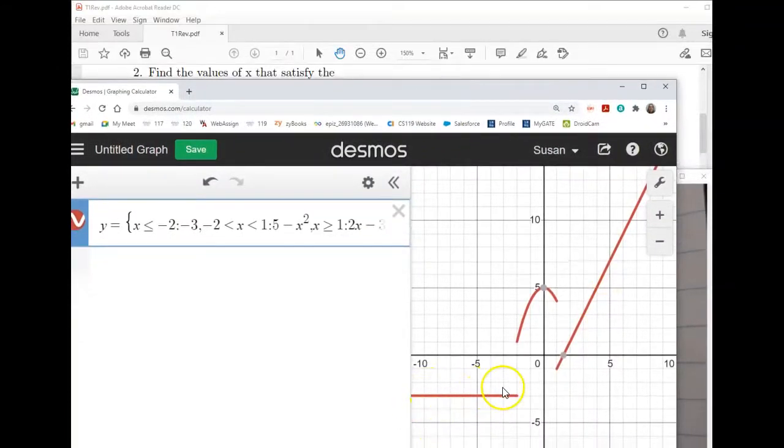X is equal to 3. The next part is a parabola, 5 minus x squared. It's this part of the graph. Since it has less than on both of these, I'll need open circles there. And then the next part, 2x minus 3, is a line. Looks like this. It's going to have a closed circle because it's greater than or equal to 1.